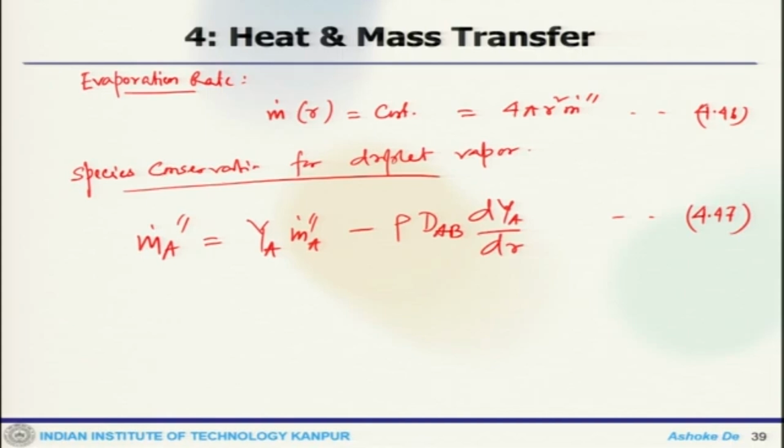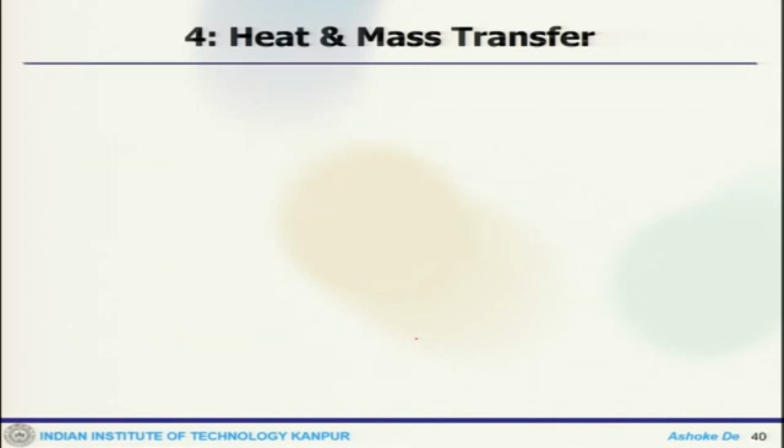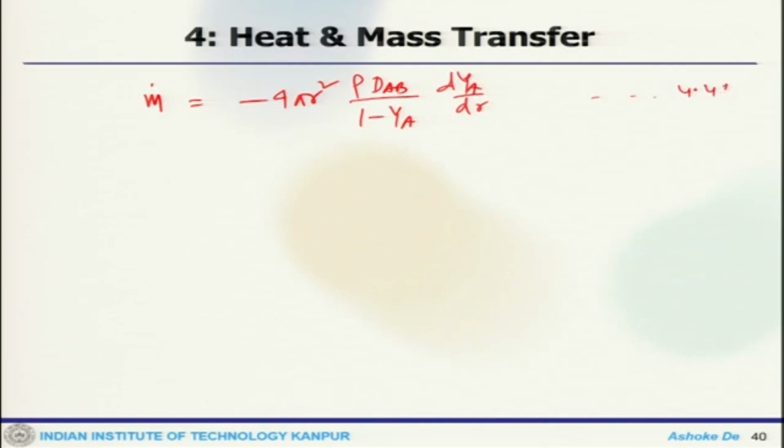Now, we substitute 4.46 into 4.47 and what do we get? We solve for m dot, and m dot equals minus 4 pi r squared divided by rho d a b, 1 minus y a, d y a by d r. Now, once you get this, you can always integrate and apply the boundary condition.